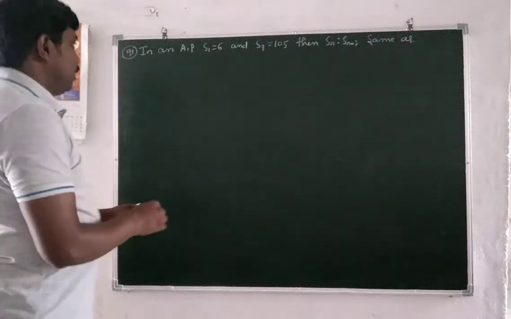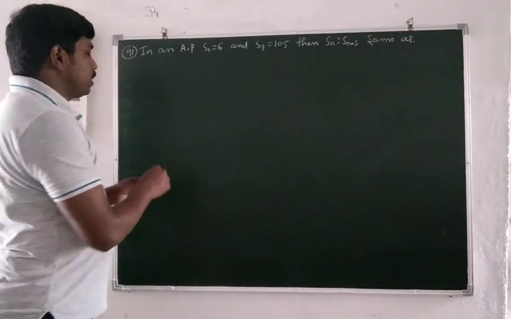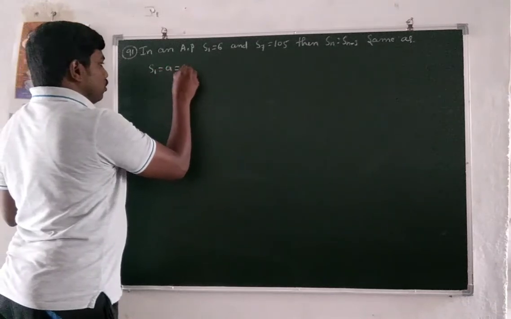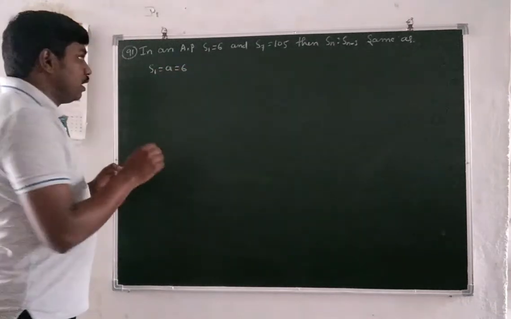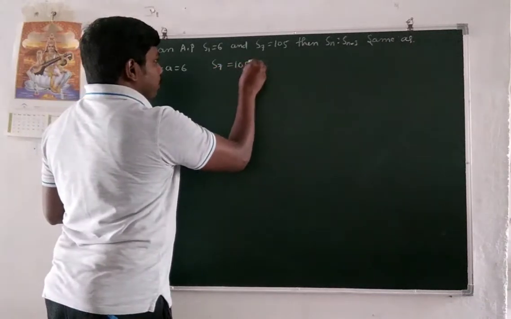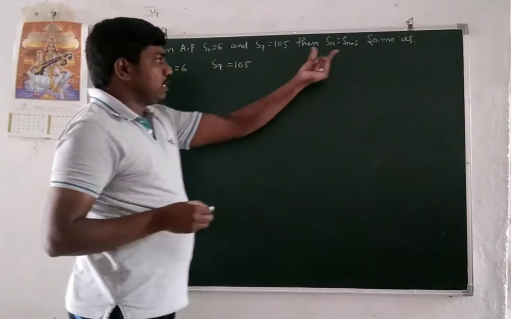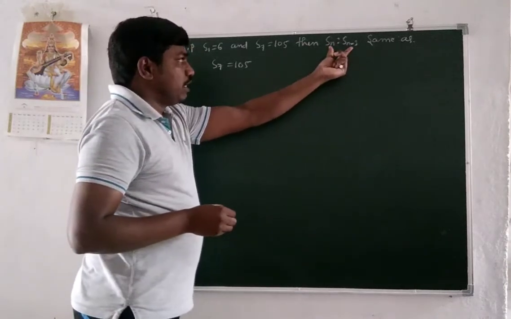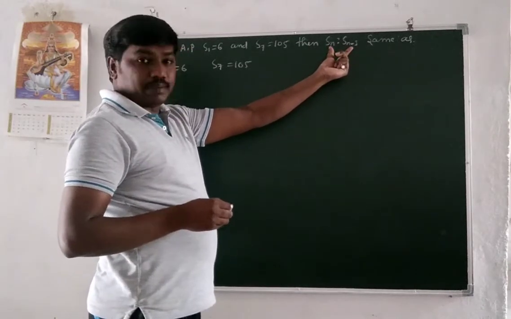Question 91: in an AP, S1 is equal to 6, which means S1 is equal to A, the first term of the AP, is 6. S7 is equal to 105. We need to calculate the ratio of Sn and Sn minus 3.